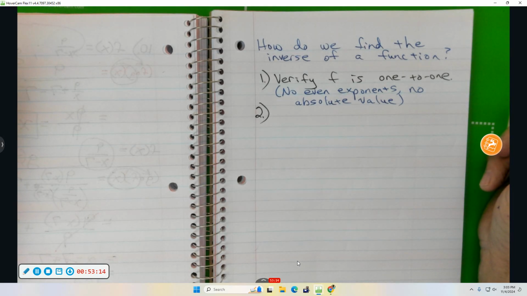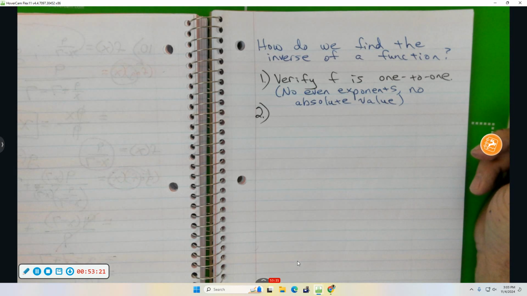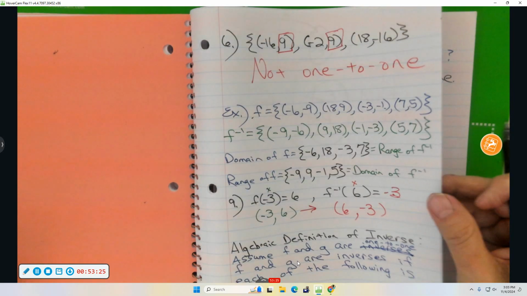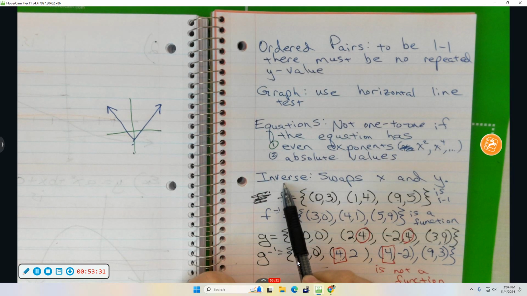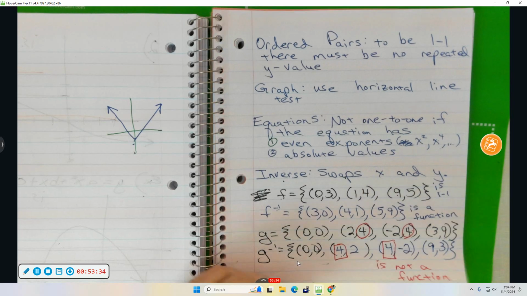Think back to the first inverse we found. We were looking at those ordered pairs. What does an inverse do? Loosely speaking, an inverse, I think I even wrote it out for you. An inverse does what? Swaps x and y.